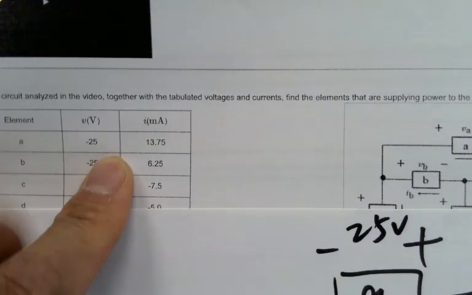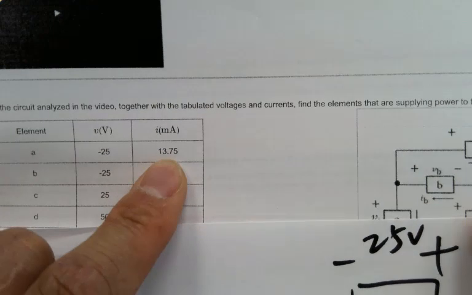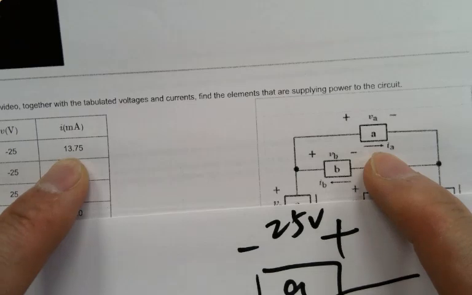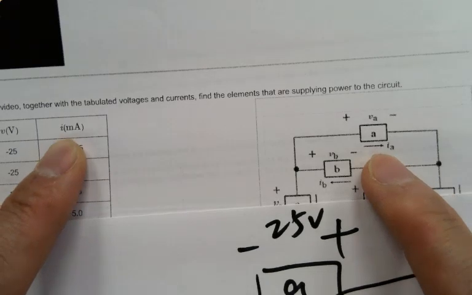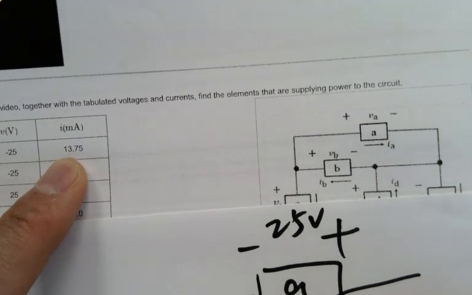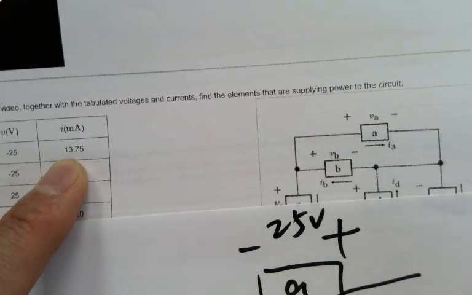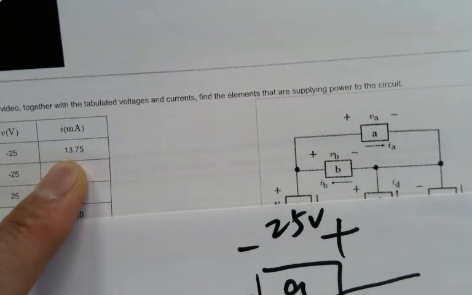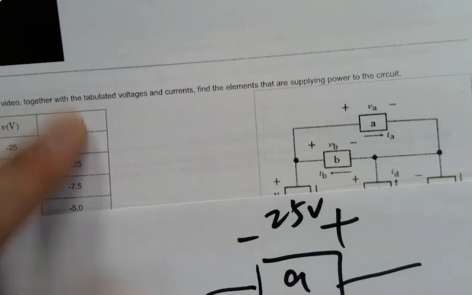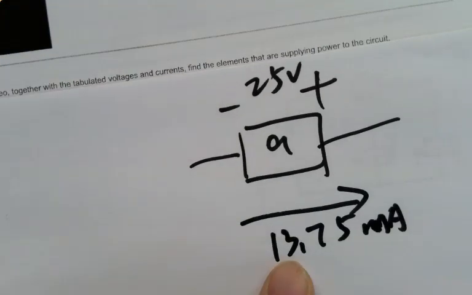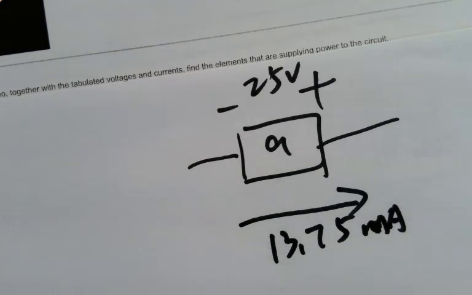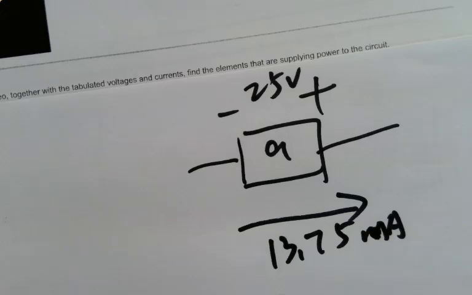Okay. What about current? They label it that way from left to right, which is 13.75 milliamps. See, milliamps, right? So milliamps. 13.75 milliamps. Is that the physical current flowing through the component? Yes. It's positive. It's pointing that way. It's positive. No sign change. It's going to be the physical current flowing that way.